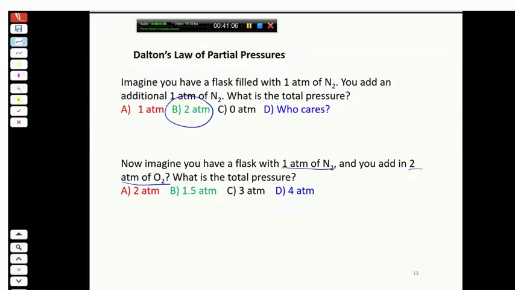Alright, so I heard some people say C, so that's good. You didn't overthink this one. So it doesn't matter what the identity of the gases are. As long as they're ideal gases and as long as they're not reacting with each other, the total pressure will just be the sum of all the partial pressures. So what this tells us is that pressures are additive.